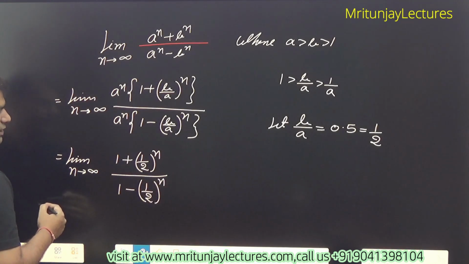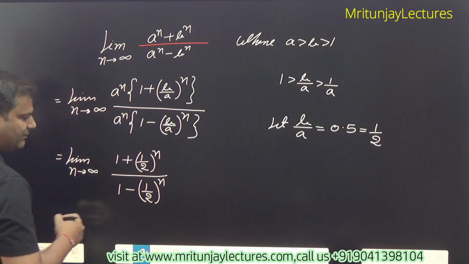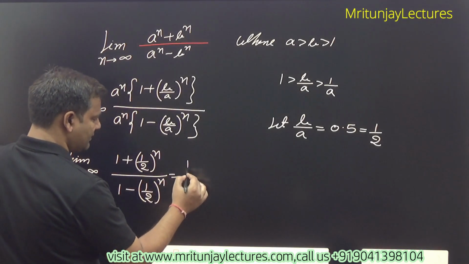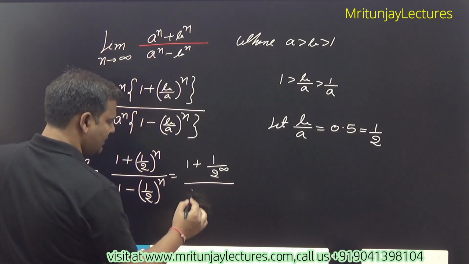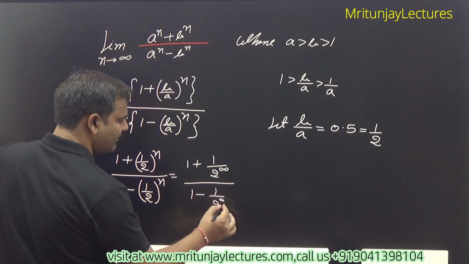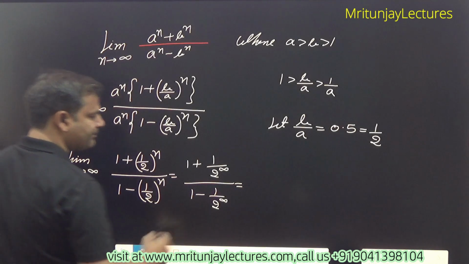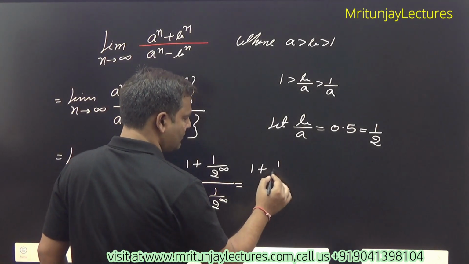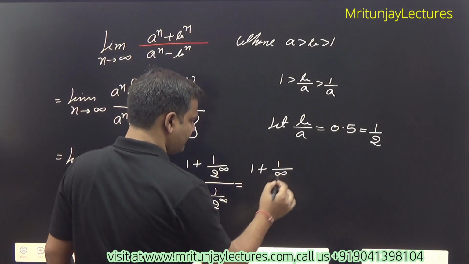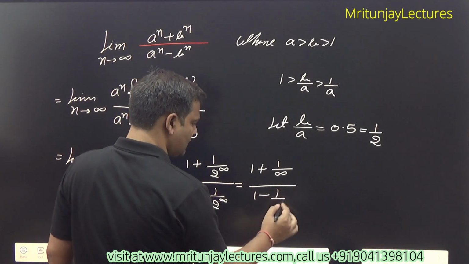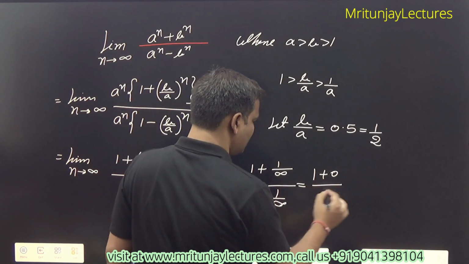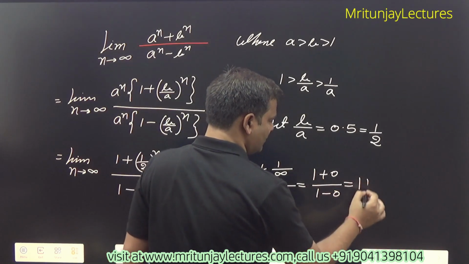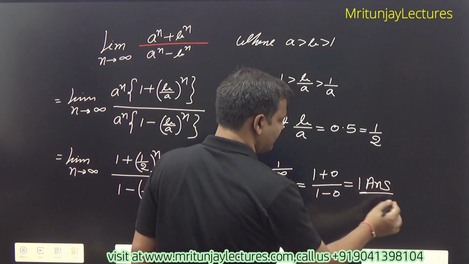Okay, now if we put n equal to infinity, then 1 upon 2 to the power infinity divided by 1 minus 1 upon 2 to the power infinity. So what about that value? We get 1 upon infinity, and that value is 0. So 1 plus 0 divided by 1 minus 0. So 1 is the right answer. I hope that is clear.